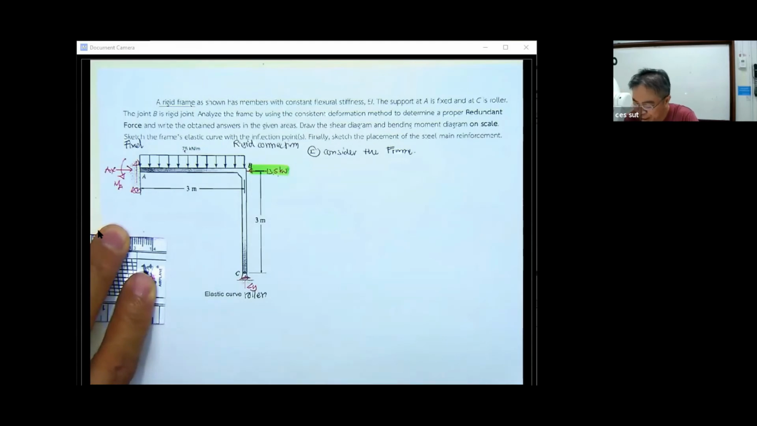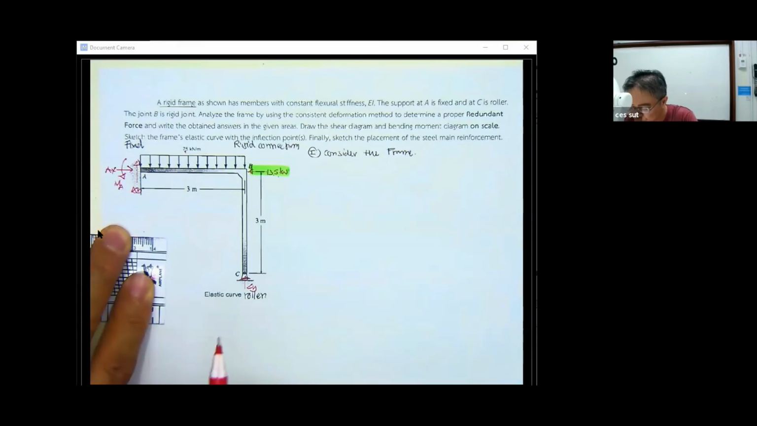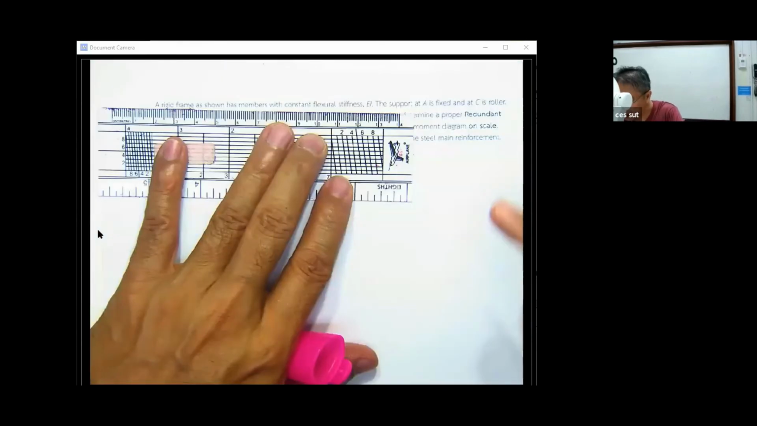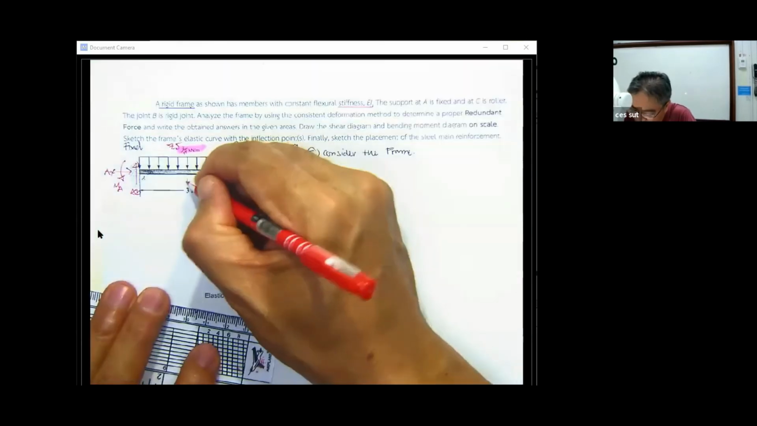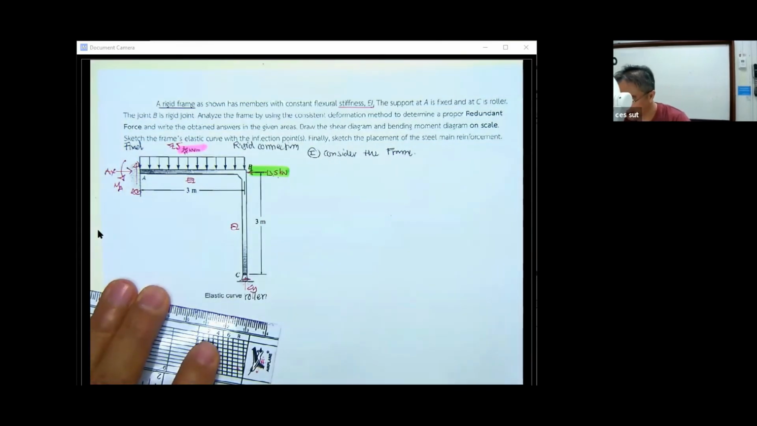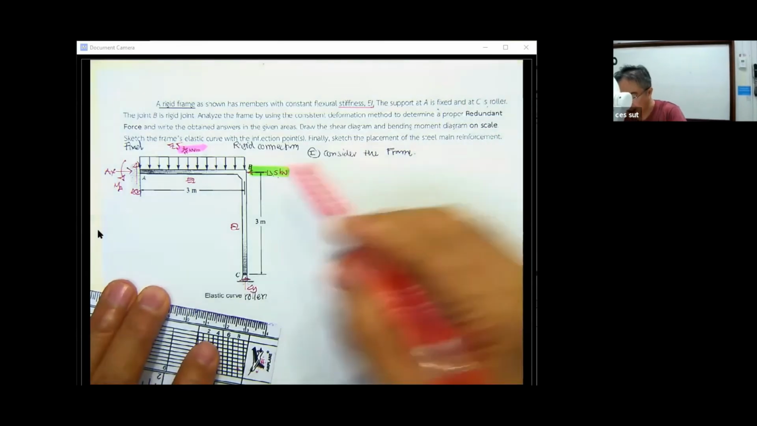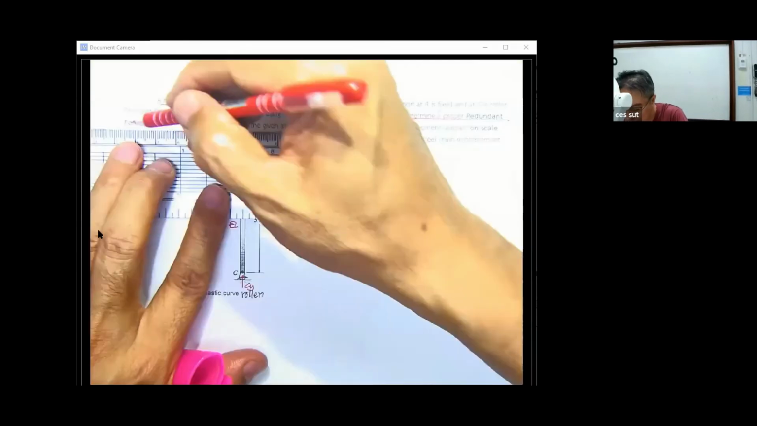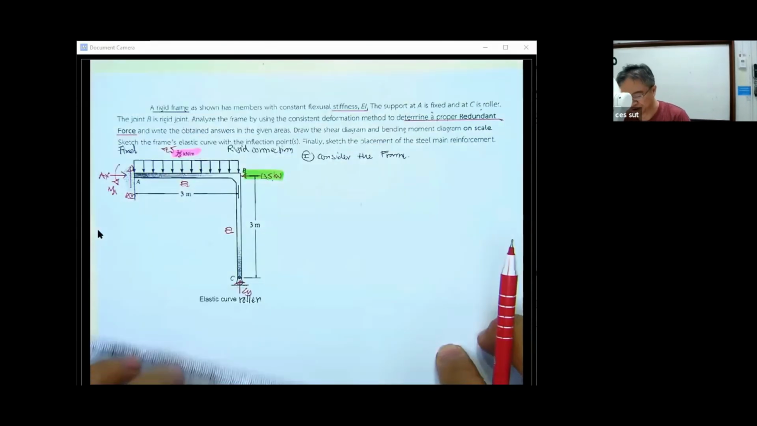Let me change the load over here from 75 kilonewton to be 7.5 kilonewton, and then the beam has the same EI. So this is going to be the EI, this is going to be the EI. Okay, A is fixed, C is the roller, B is the rigid joint, using the consistent deformation. And then they ask us to use the C as the redundant force.